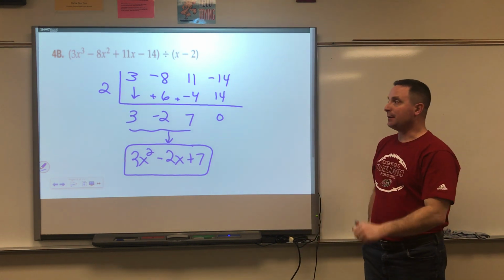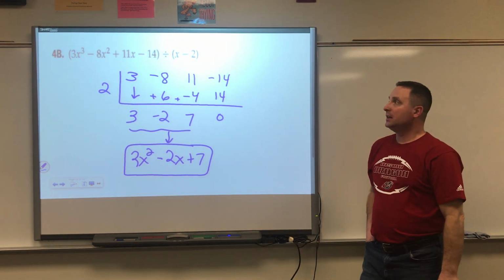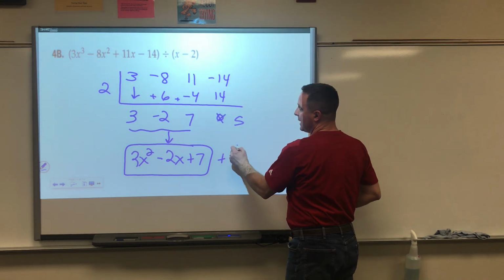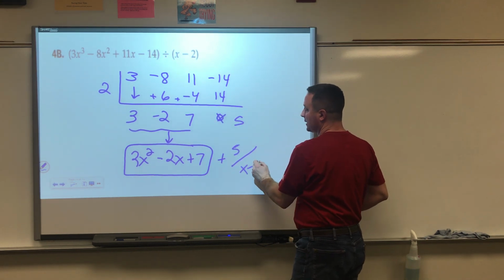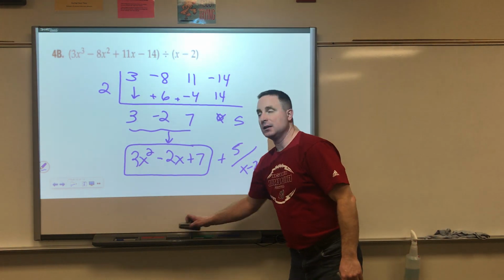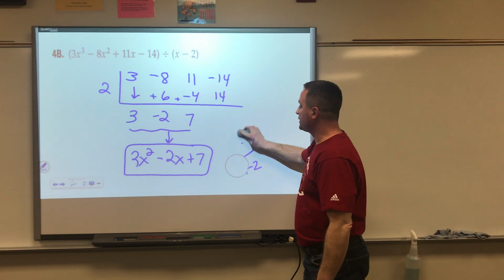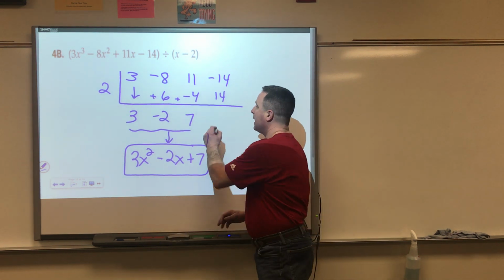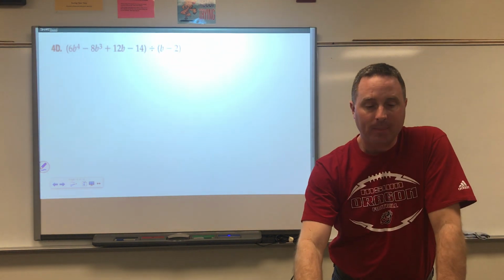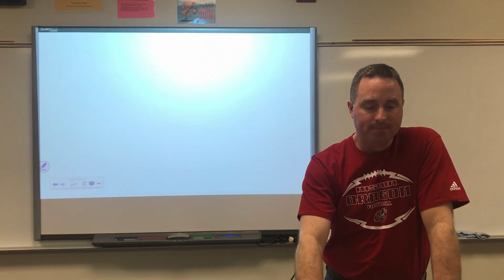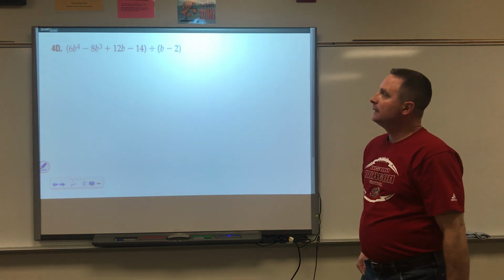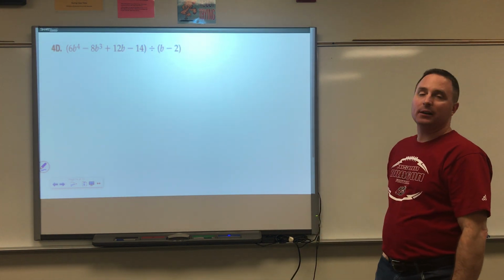Okay? Now once again, that remainder is not always going to be 0. If that remainder was, let's suppose this was a 5, then I would just have plus 5 over x minus 2. It just gets tacked on the end, just like we did with long division. Okay? But again, these remainders of zeros, as we'll see here in a few days, they're kind of special. Okay, let's try one more.